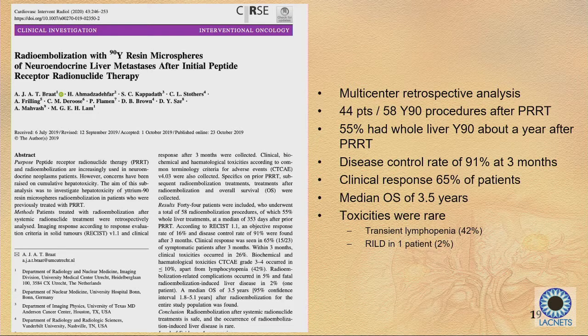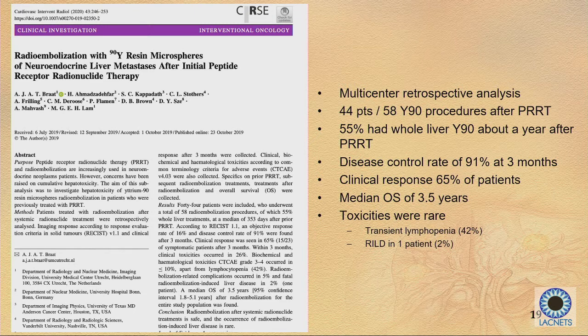Is Y90 safe after receiving PRRT? This is a multi-center retrospective review looking at 44 patients who underwent Y90 procedures after PRRT. There's still a good disease control rate of about 91% at 3 months, clinical response in 65% of patients, and the overall survival was 3.5 years.